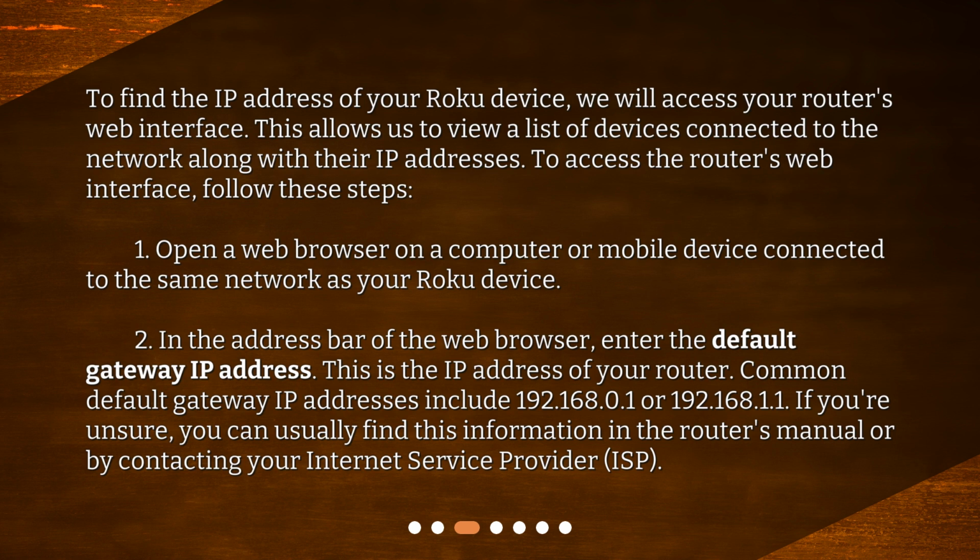1. Open a web browser on a computer or mobile device connected to the same network as your Roku device. 2. In the address bar of the web browser, enter the default gateway IP address. This is the IP address of your router. Common default gateway IP addresses include 192.168.0.1 or 192.168.1.1. If you're unsure, you can usually find this information in the router's manual or by contacting your Internet Service Provider, ISP.